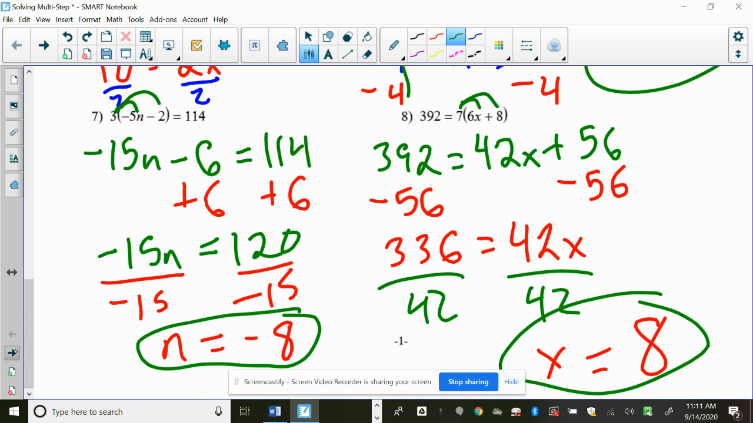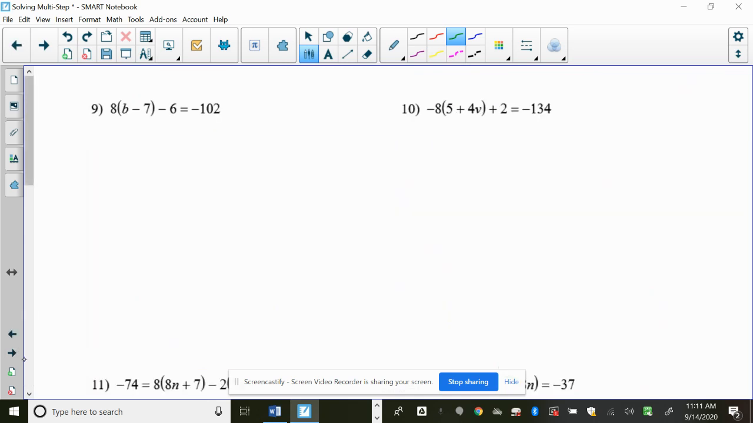So let's go to the back side of this worksheet. So now we have parentheses and terms on the same side. So again, our first step whenever we have parentheses in a solving equations problem is we're going to distribute. Let's do that first. Multiply the 8 to both. So 8 times b, 8b. 8 times negative 7 minus 56 minus 6 equals negative 102.